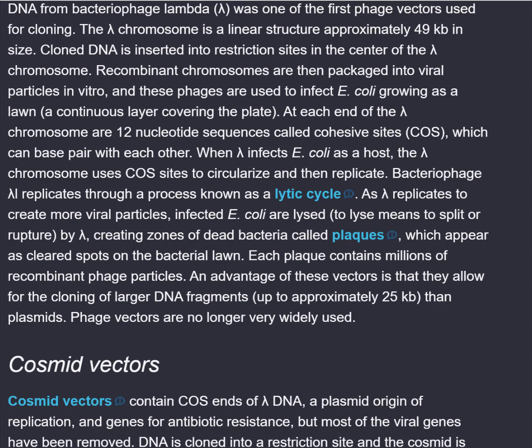An advantage of these vectors is that they allow for the cloning of larger DNA fragments, up to approximately 25 kb, than plasmids. Phage vectors are no longer very widely used.